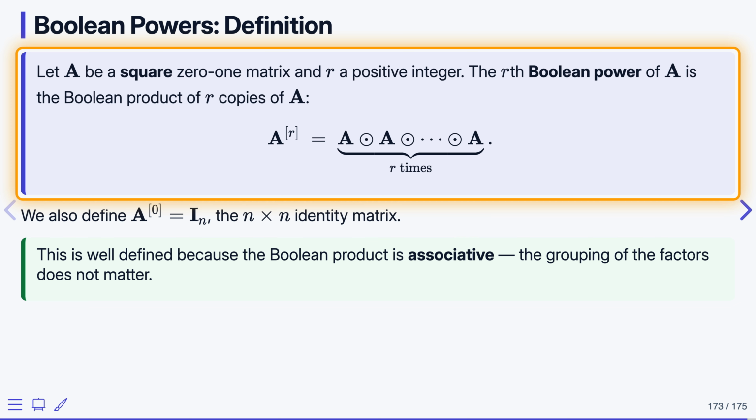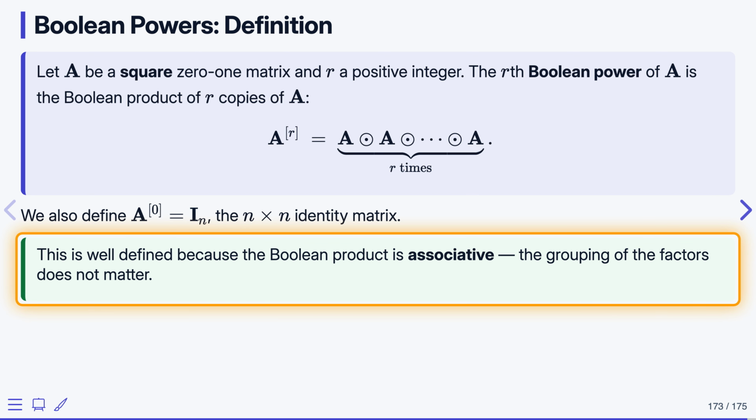For the special case where r is 0, we define the 0th Boolean power to be the identity matrix, the one with ones on the diagonal and zeros elsewhere. This definition makes sense because the Boolean product is associative. That means it does not matter how we group the factors. The answer is always the same.